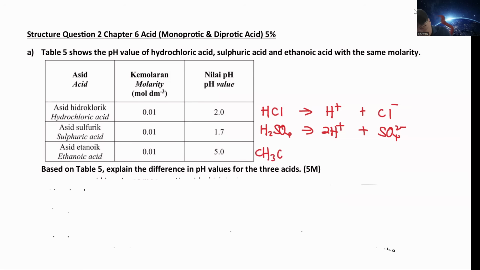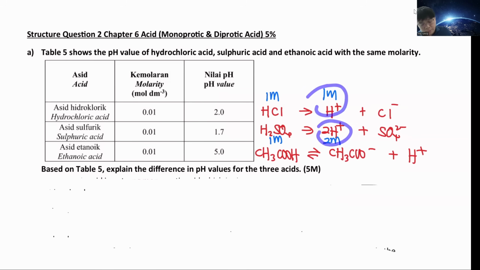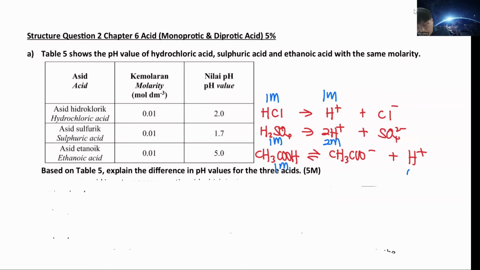Weak acid means they don't ionize completely in water. Only 1% ionizes in water. For example, if I have 1 mole per dm cube of HCl, I will get 1 mole per dm cube of H plus. If I have 1 mole per dm cube of H2SO4, I will get 2 moles because the H plus is double. But for the weak acid, although I have 1 mole per dm cube, only 1% ionizes, that's 0.01 mole per dm cube. So if you compare these three, it is very obvious.